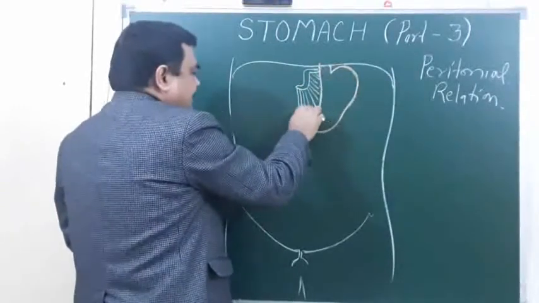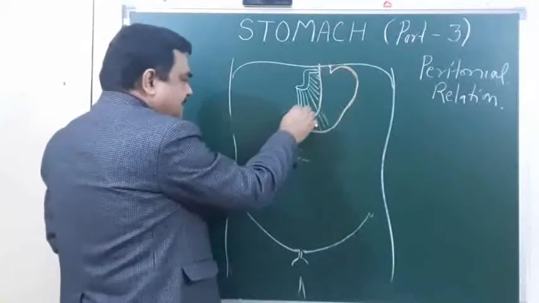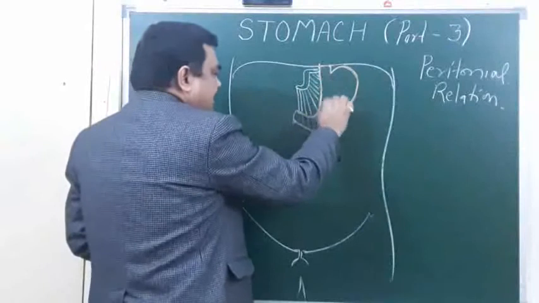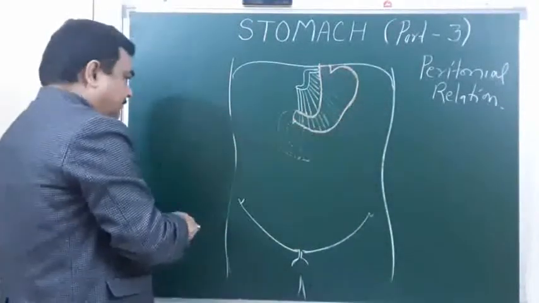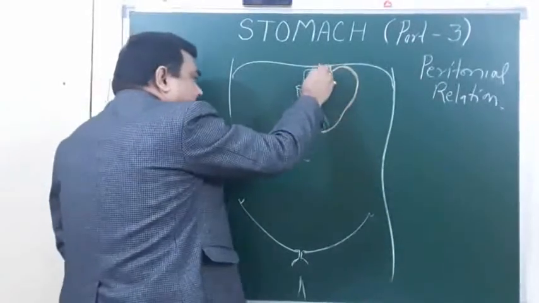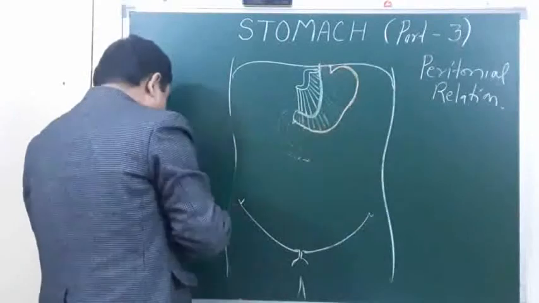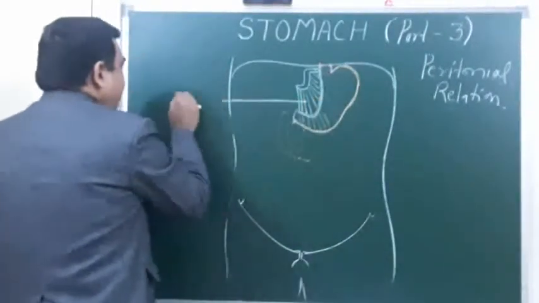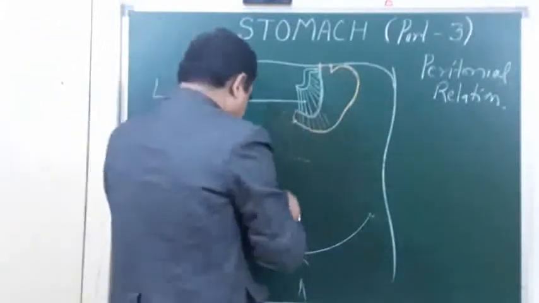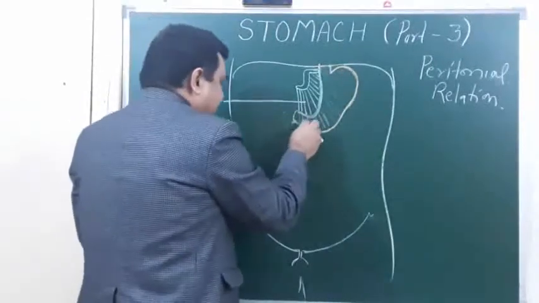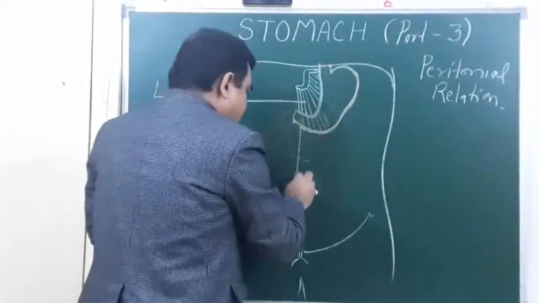This is the lesser omentum. As you see here, it has two layers. It covers both surfaces. The anterior layer covers the anterior surface of the stomach, and the posterior layer covers the posterior surface of the stomach. So the lesser omentum is attached along the lateral right margin, the lesser curvature. And here, after covering both sides, it attaches to the greater curvature, and it hangs like this.